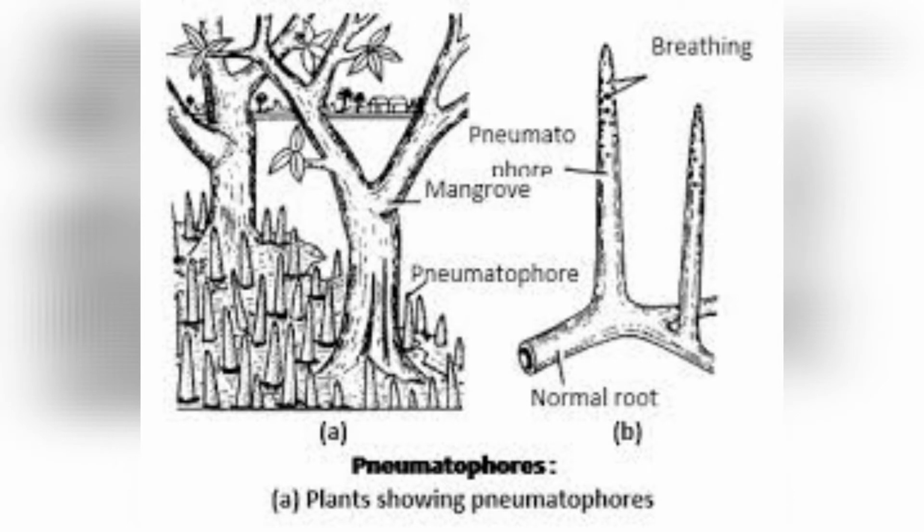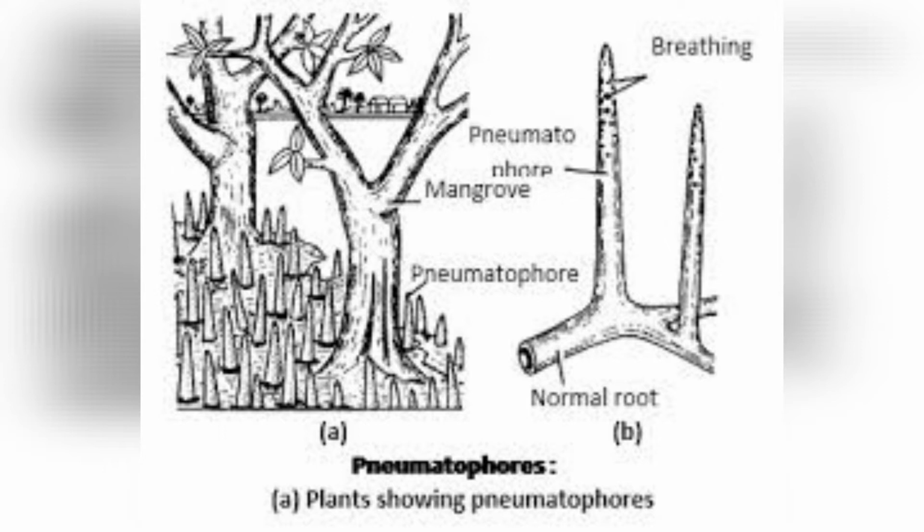Next root modification is the respiratory root that we can see in marshy plants like Avicennia. The root grows vertically upward, which contains a number of lenticels for the purpose of respiration.